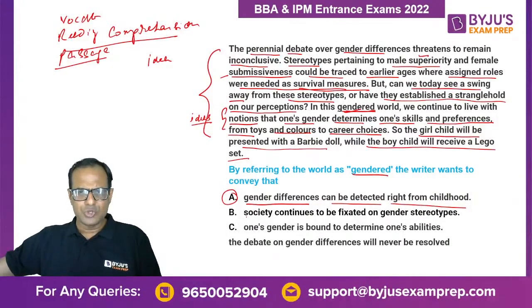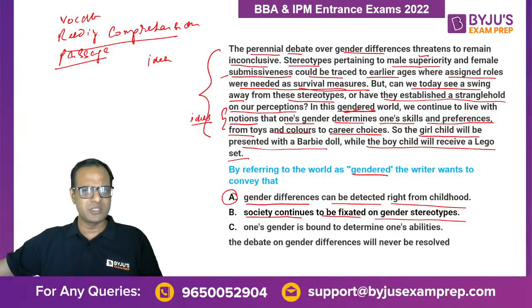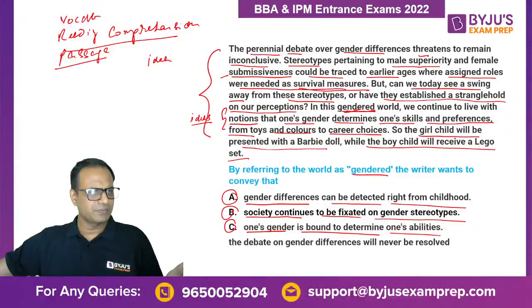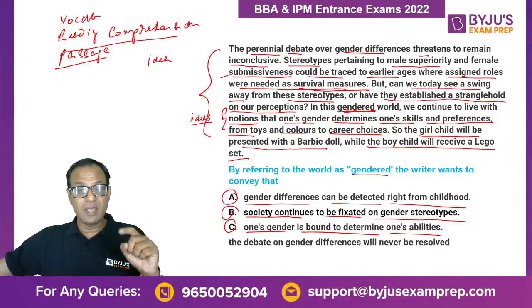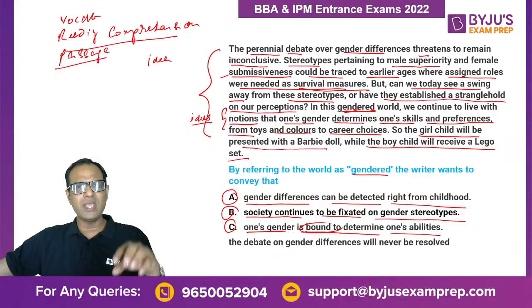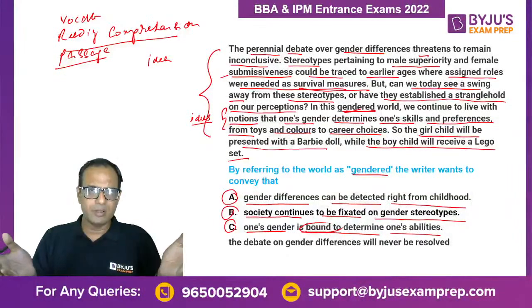B says, society continues to be fixated on gender stereotypes, which means obsessed with gender stereotypes. That is fixation, right? C says, one's gender is bound to determine one's abilities, right? And look at the formation of the sentence and the words used. One's gender is bound to, is most certain to determine one's abilities. Are abilities dependent on gender?